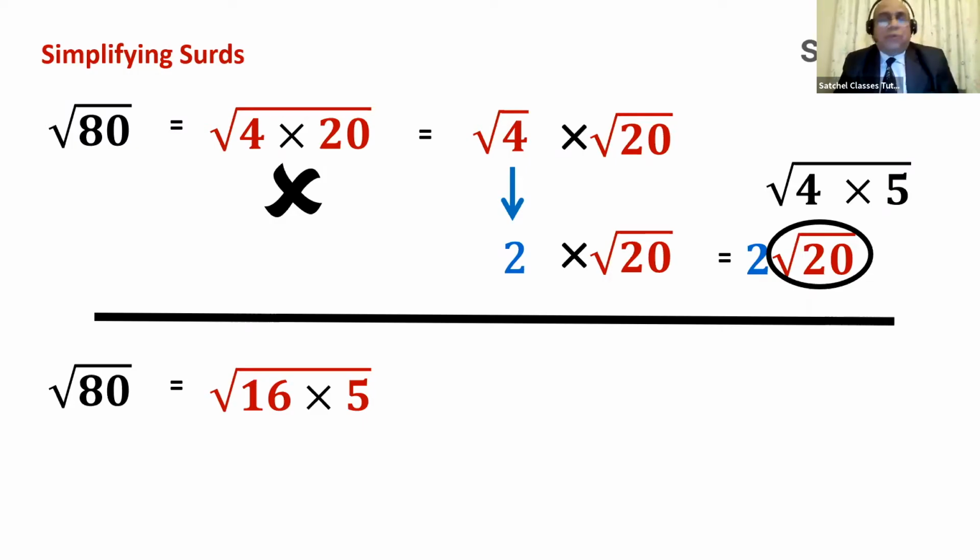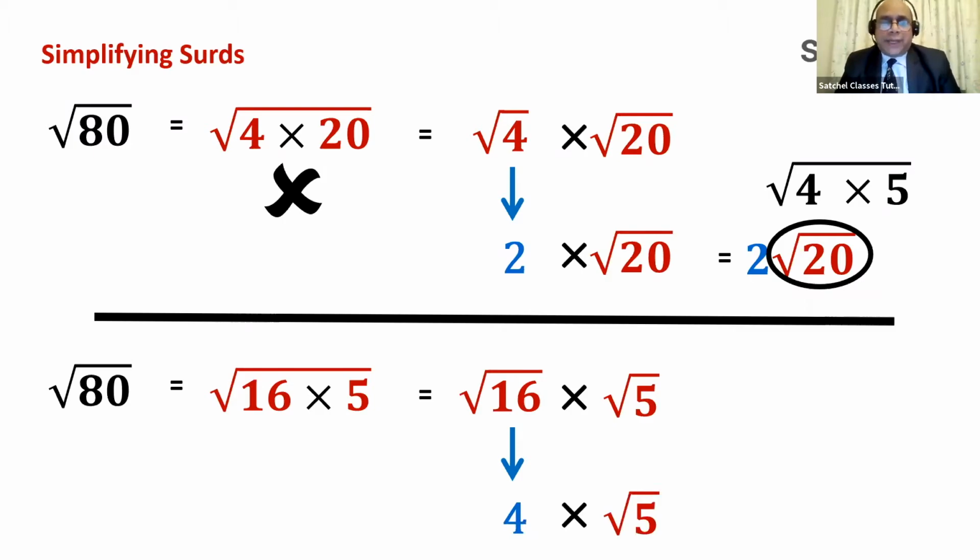16 times 5 is 80. Now we can go ahead with our simplification. 16 times 5 can be written as root 16 times root 5. What is square root of 16? Square root of 16 is 4. We write square root of 5 as it is. So your final answer is 4 root 5. As you can see, root 5 cannot be split further. Root 5 is the simplest possible form of the surd, and hence this is the correct way of simplifying. We have fully simplified square root of 80.